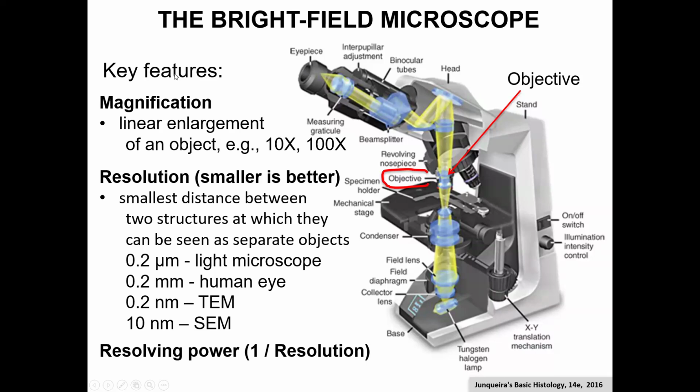So the main features of a microscope are the magnification. The magnification is primarily given by the objective. We have objectives in the lab of 10x, 20x, 40x, 60x, and 100x. But the magnification is not really the most important characteristic of the objective. What is even more important is the resolution that the objective offers.